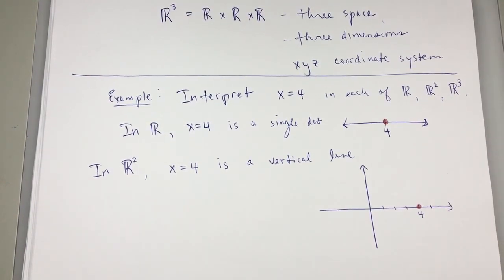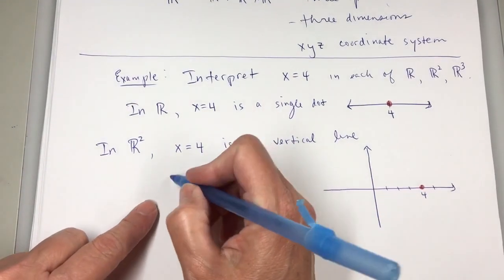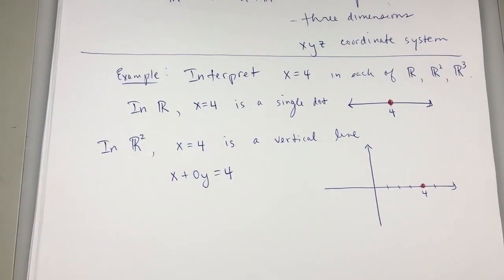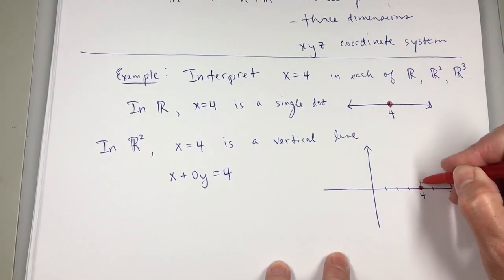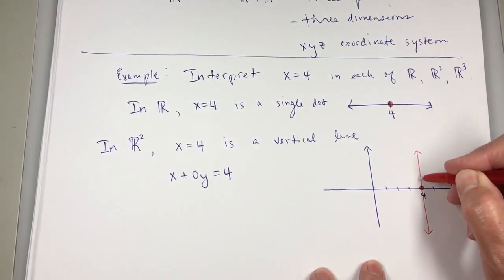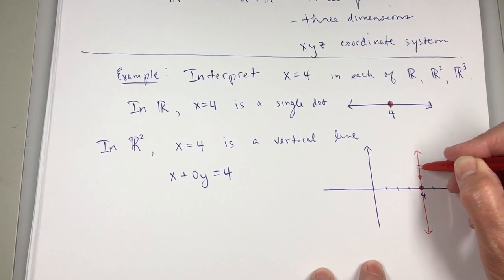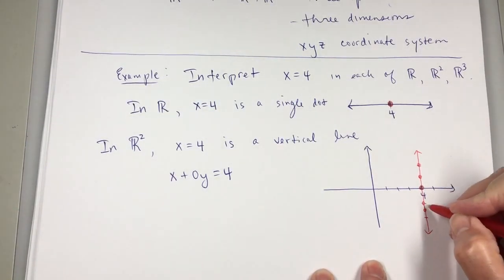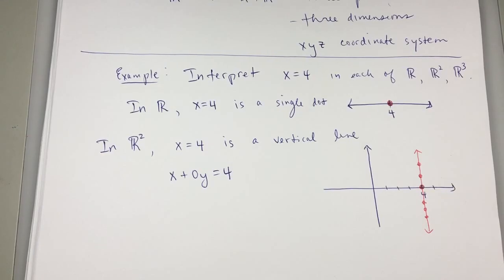Because now we're talking R squared. And so really what this is in R squared is x plus 0y equals 4. Y could be any value, that's a vertical line. There's one point on the line, but here's another, (4, 1), (4, 2), (4, negative 1.5). It's an infinite number of dots, but in a vertical line. So now we're bumping it up to R3.